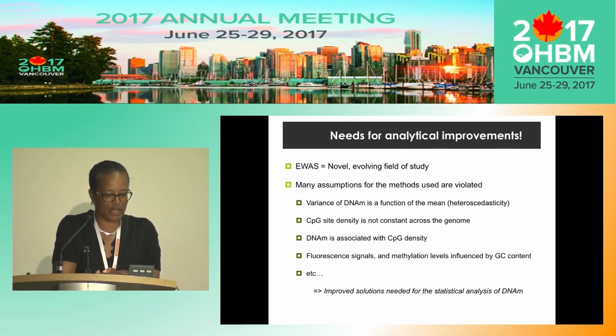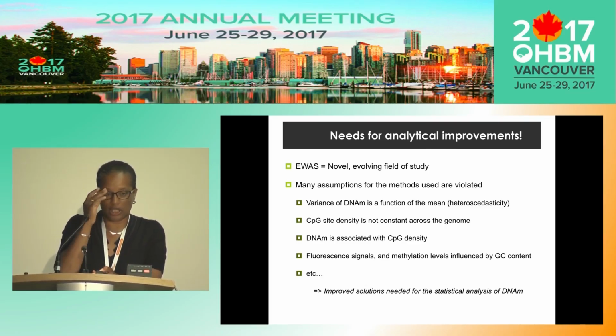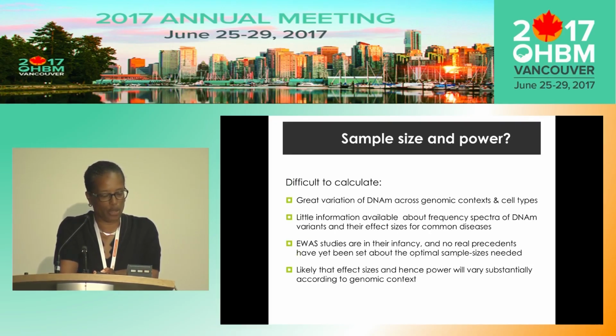And just this last slide to say that this is a new approach and really in need of improvement, because many assumptions that are used in the analysis of DNA methylation are violated. These are just some examples listed here. For example, the variance in DNA methylation really depends on the mean DNA methylation. This is something that is called heteroscedasticity. Also, the CpG site density, as I said before, is not constant across the genome, and usually DNA methylation is associated with high CpG density. So all that affects the statistical analyses that are currently used with DNA methylation.